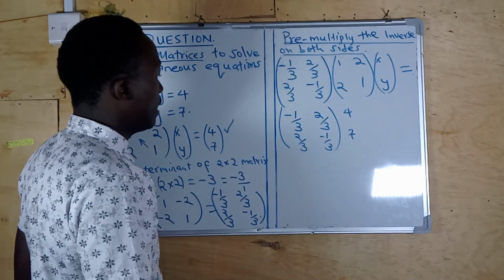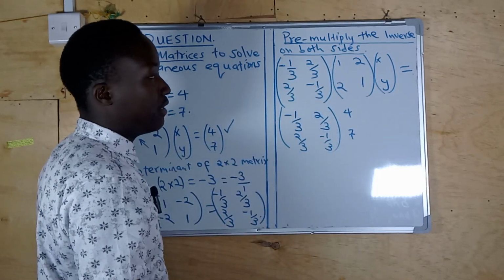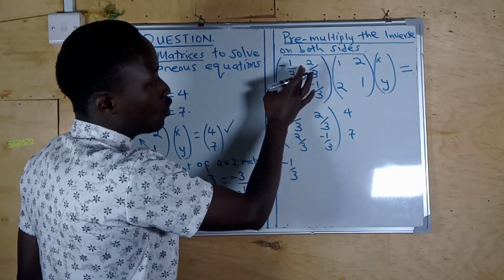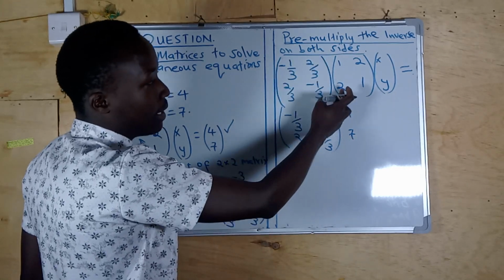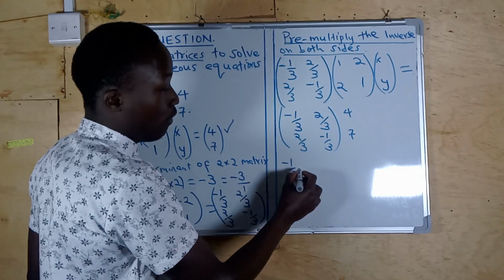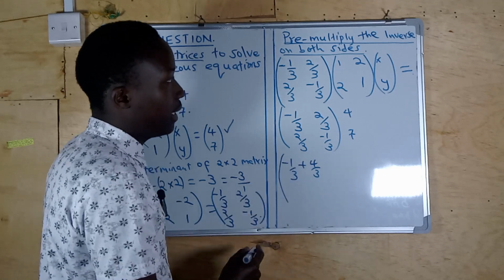So we will take negative a third multiplied by 1, which will be equal to negative a third. Then 2 thirds multiplied by 2, or 2 over 3 times 2, will be equal to 4 over 3. So it will be plus 4 over 3. We are done with the first one.